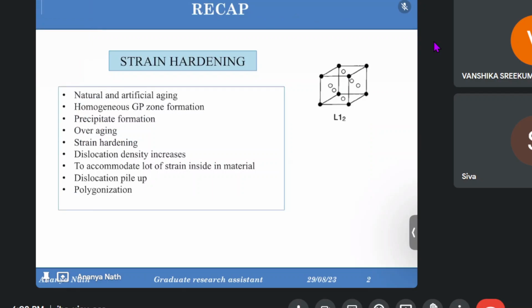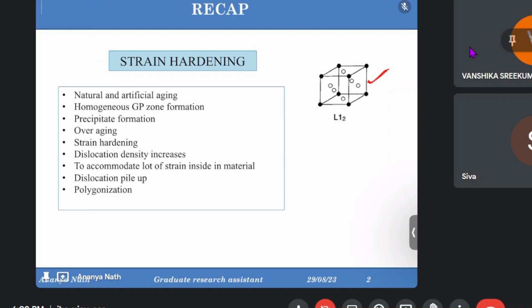So in the first lecture, the 7000 series and 8000 series were discussed. As I said, for 8000, lithium is the alloying element, and because of lithium, the 8000 series is called the lightest alloy among all the aluminium alloys. The highest second phase precipitate we get is Al3Li, which has the L12 structure. This is basically the L12 shape.